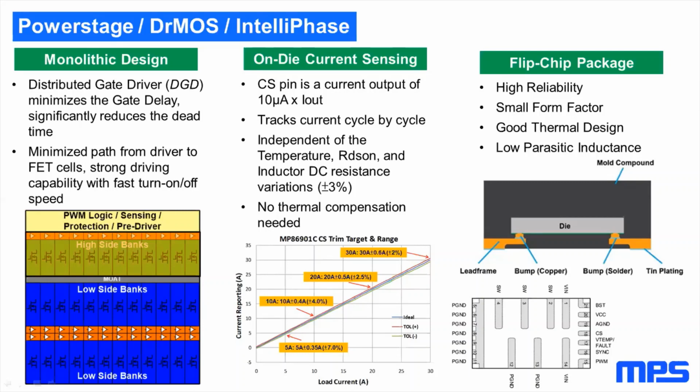Another huge advantage of the monolithic design is the ability to measure the current in the MOSFET by using a current mirror technique. So it's a lossless technique that allows us to measure the current. All of our DrMOS devices have a current sense pin that sinks and sources a current that is proportional to the real current flowing in the FETs.